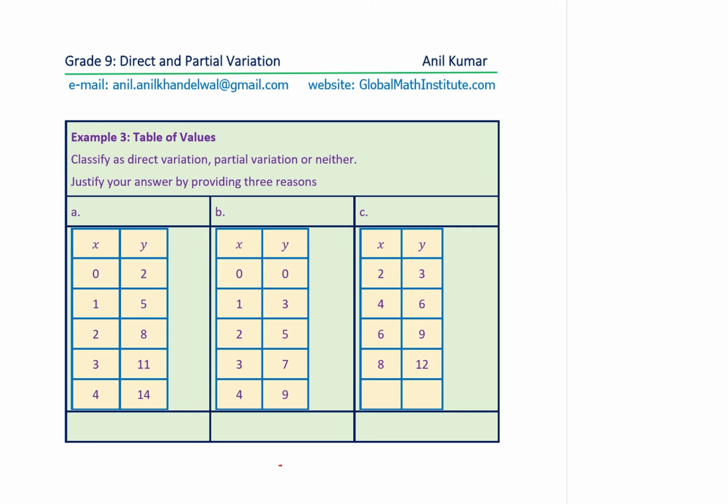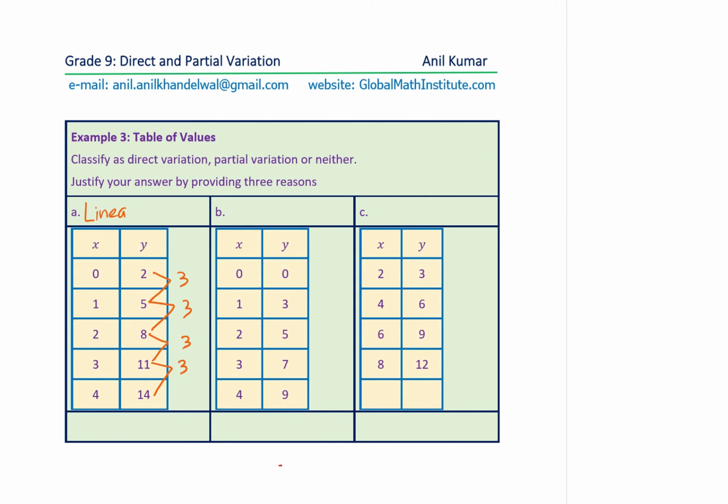In this case, we are given a table of values. We need to classify as direct variation, partial variation, or neither. We need to justify the answer by providing three reasons. Okay, let's look into these cases. The very first one is the table where x values are increasing by 1. We can first find the first difference. If the first difference is constant, it is linear. Then we will check for direct or partial variation. So you can see 5 minus 2 is 3, 8 minus 5 is 3, 11 minus 8 is 3, 14 minus 11 is 3. That means it is linear, right?